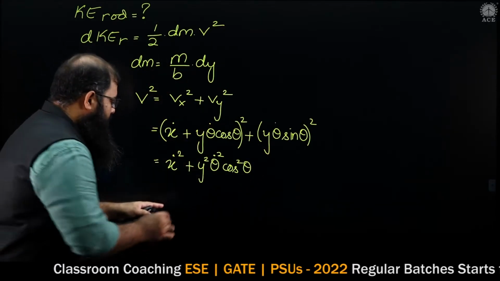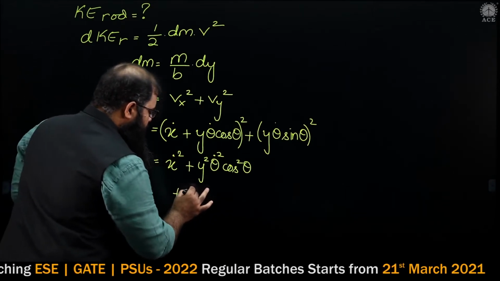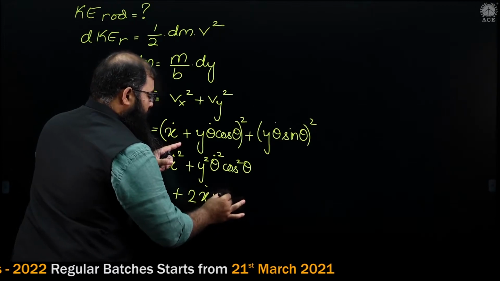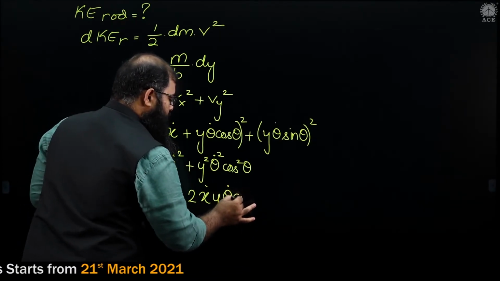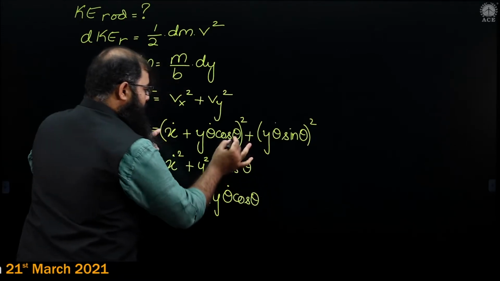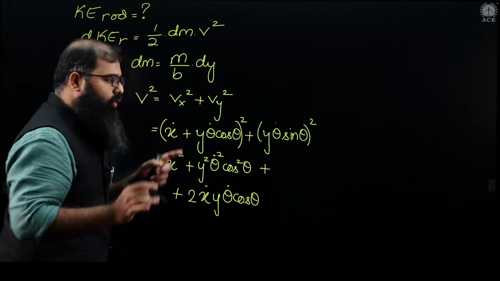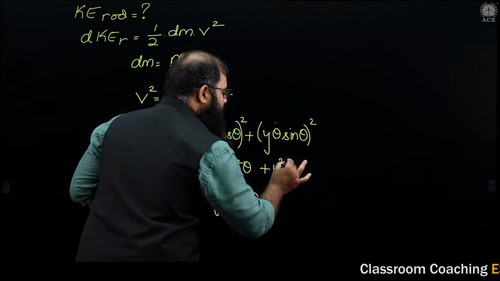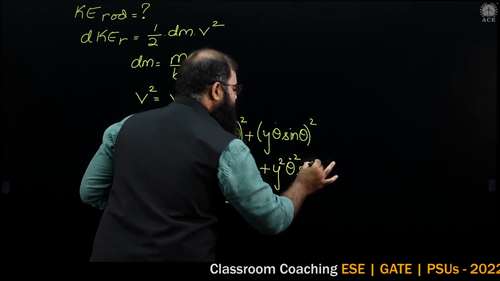One more term will come. I'm writing it down, and you will know why. That term is 2 into x dot into y theta dot cos theta. I have opened up this entire thing. I have this thing now, and I'm writing it beside over here. And that is y square theta dot square sine square theta.